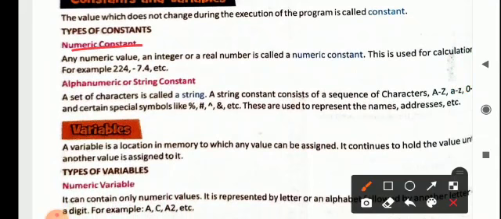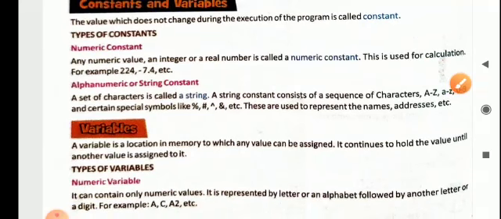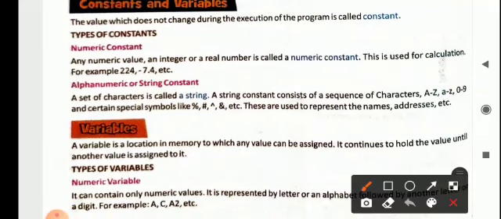Numeric is for holding number values. Any numeric, that is integer or real number, is called a numeric constant. This is used for calculation. For example, 24, minus 7.4, etc. So minus 7.4 is a real number, and integers are without any decimal, that is 24, 35 and so on.